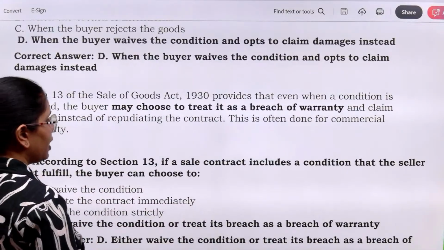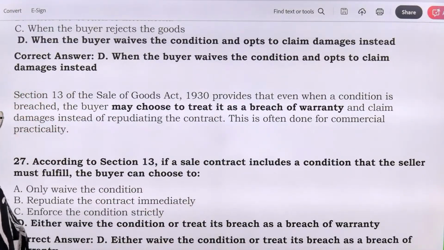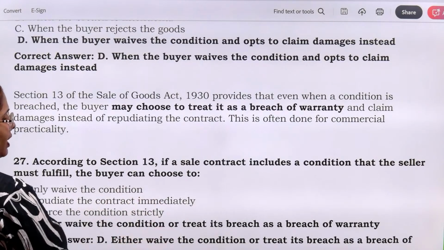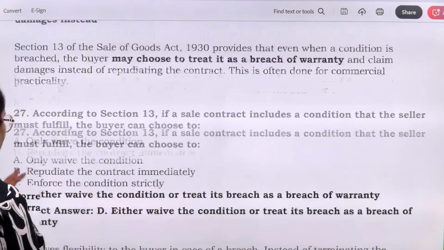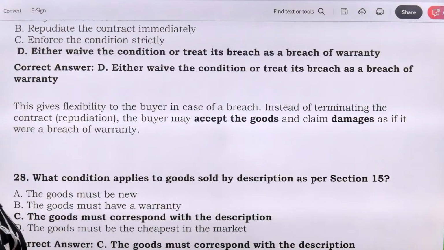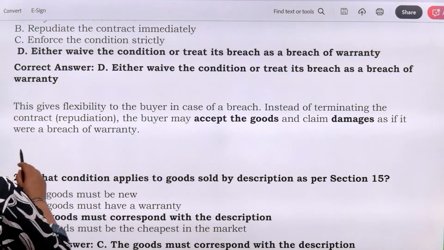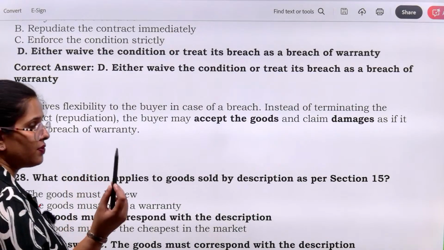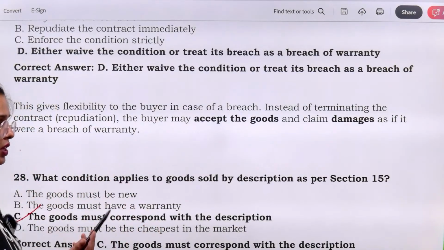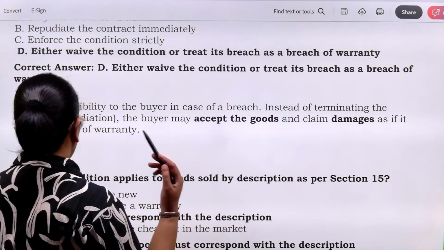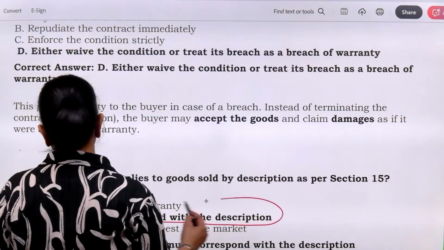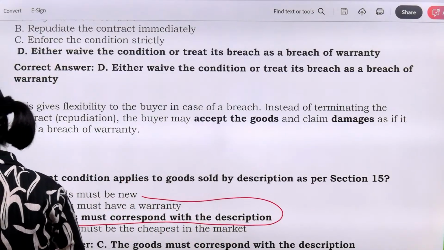As per section 13, if the sale contract includes a condition that the seller must fulfill, buyer can choose to either waive the condition or treat it as a breach of warranty. That depends on buyer. What condition applies to goods sold by description? So, if you have sold something like, this pen is very nice, this writes very smoothly, you have given a brief description about it. So, your description must match the goods. That is very, very important.